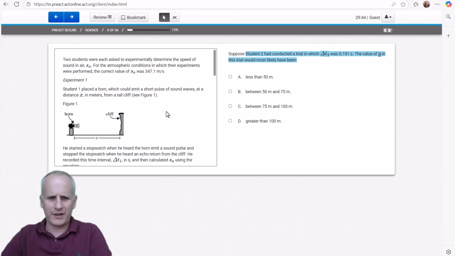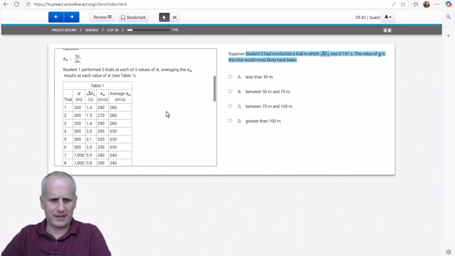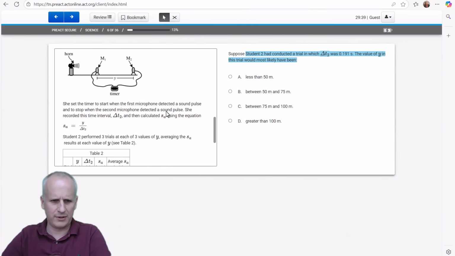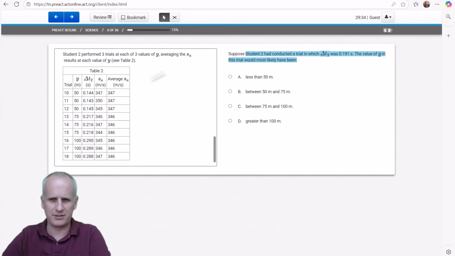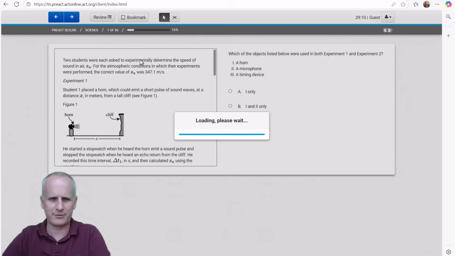So we've got to go find student 2, and we go down to experiment 2, and student 2 has a table, and we really can rely on these tables pretty openly. So we're looking at T2 was going to be 1.91. Well, that would fit in between trial 12 and trial 13. And the Y value there was 50 and 75 respectively. So if we had a delta T2 that was between 0.145 and 0.217, well, then it would seemingly be between that Y value as well. So we select B and move on to the next question.